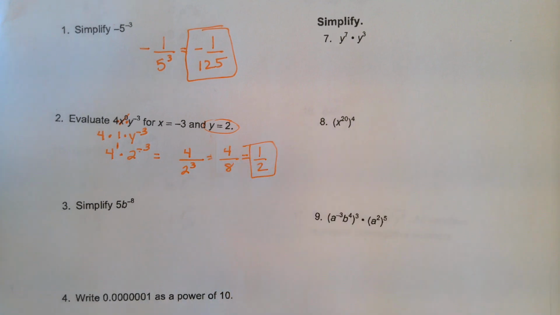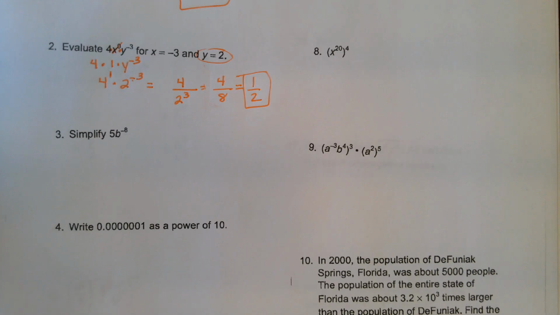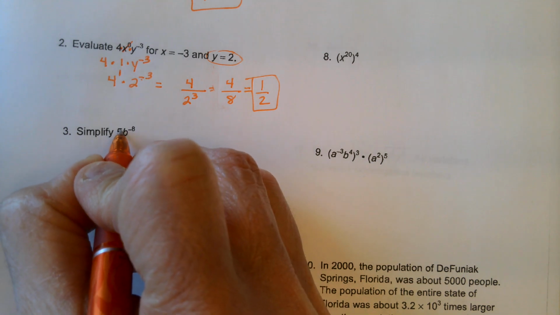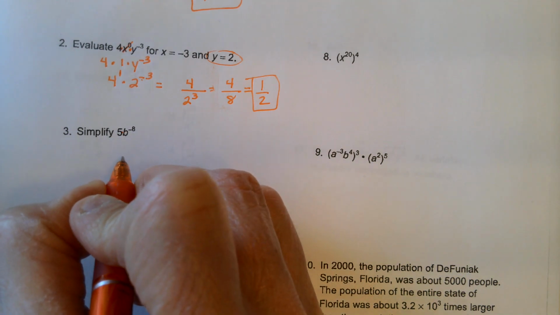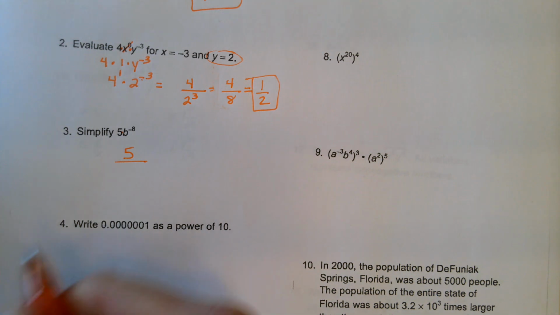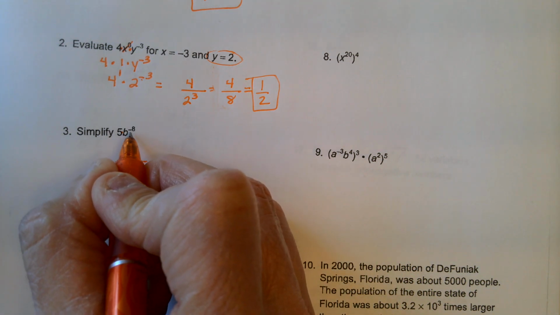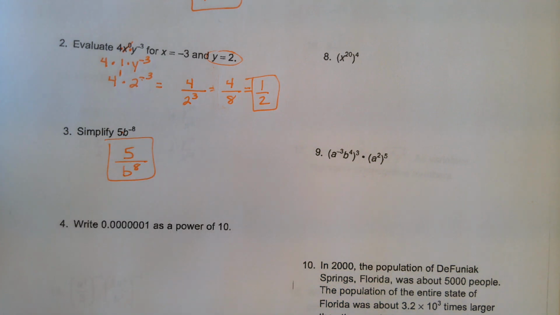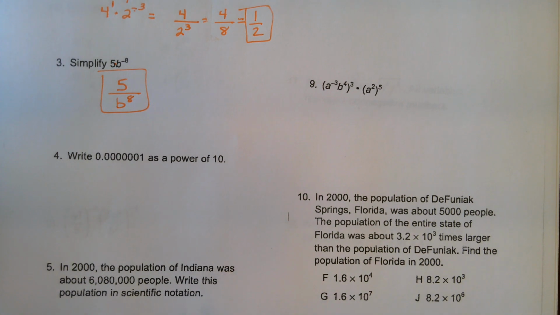All right. Now, same thing with 3. What's raised to the -8, class? The b. That's it, not the 5. Okay, leave the 5 alone. It doesn't want to be messed with. Okay, so the 5 stays right where it's at. But in order to get that to be a +8, I need to move it downstairs. And we are done.